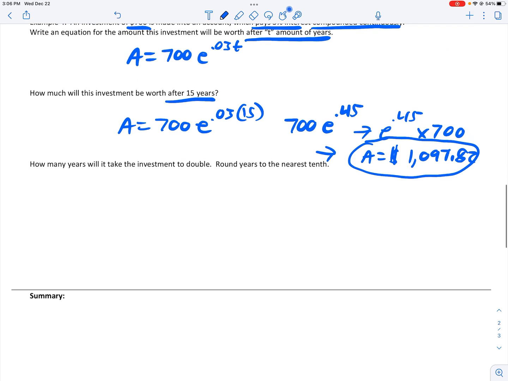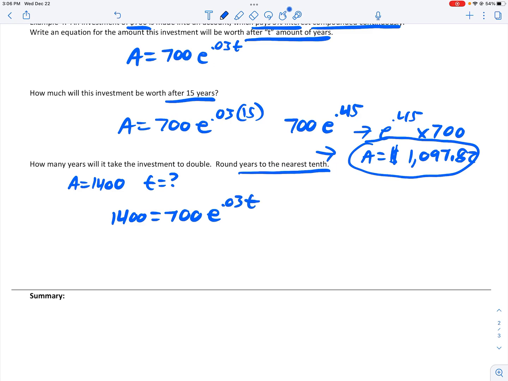Next, how many years would it take the investment to double? Round your years to the nearest tenth. So double means we want to know when A is going to be 1400. So 1400, we want to know how many years that's going to take. It's still $700, still 0.03. Now we want to solve for t. So I want to get the exponential by itself, so I'm going to divide by 700 first. So we have 2 equals e to the 0.03t.